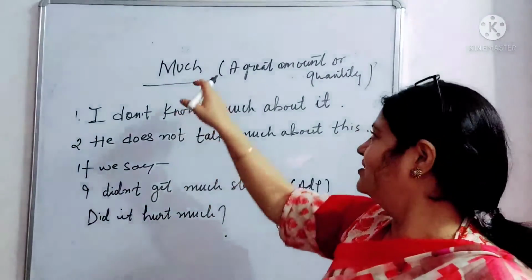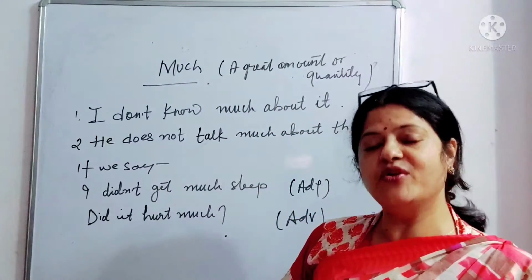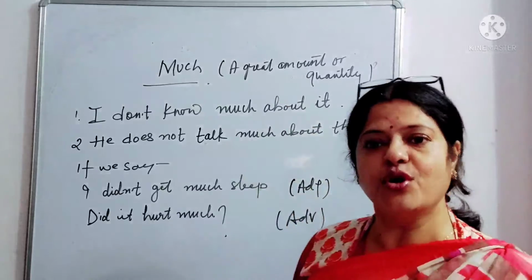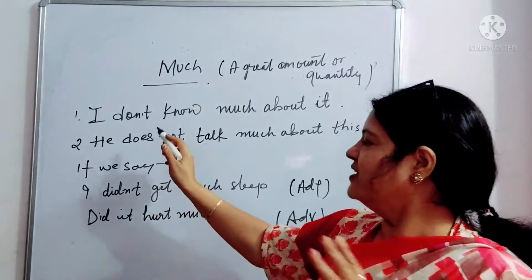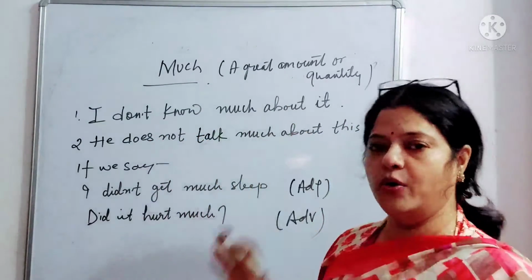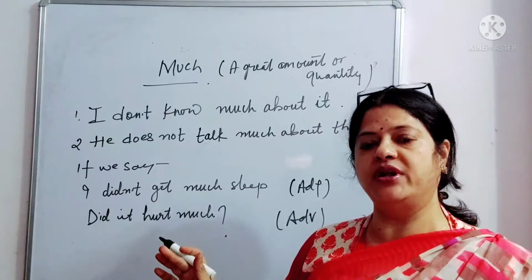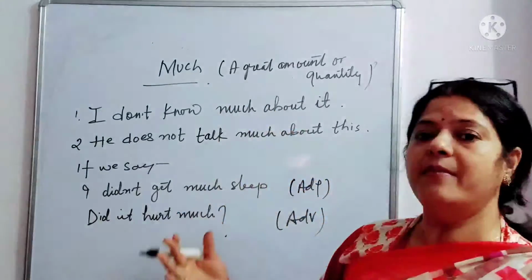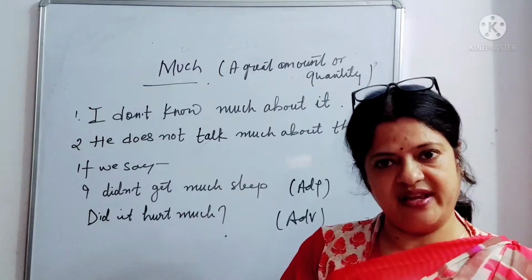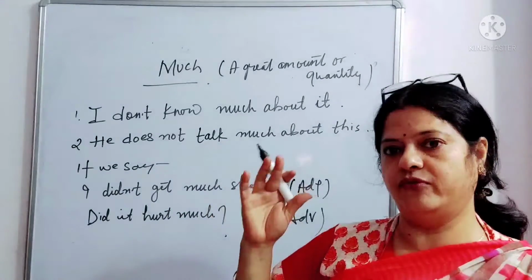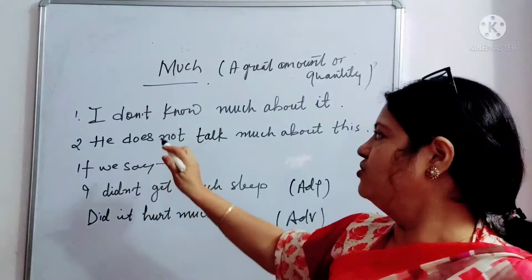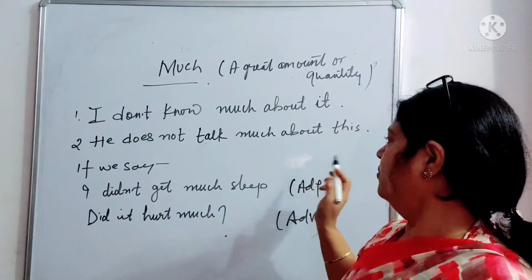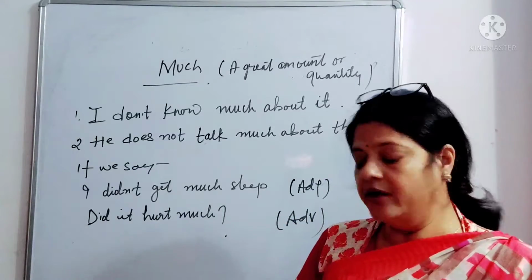So my next indefinite singular pronoun is much. Much means a great amount or quantity. Okay. So if I say I don't know much about this, it means that I don't know in great amount about this thing. I am not aware of all those things. So I can say that I don't know much about it. So it is an indefinite pronoun.